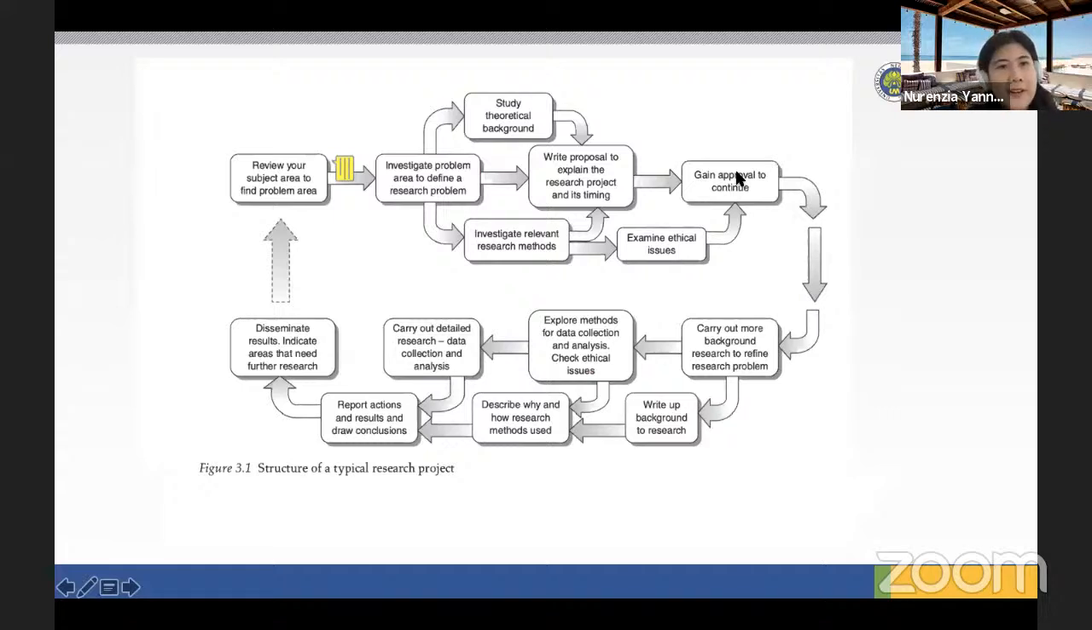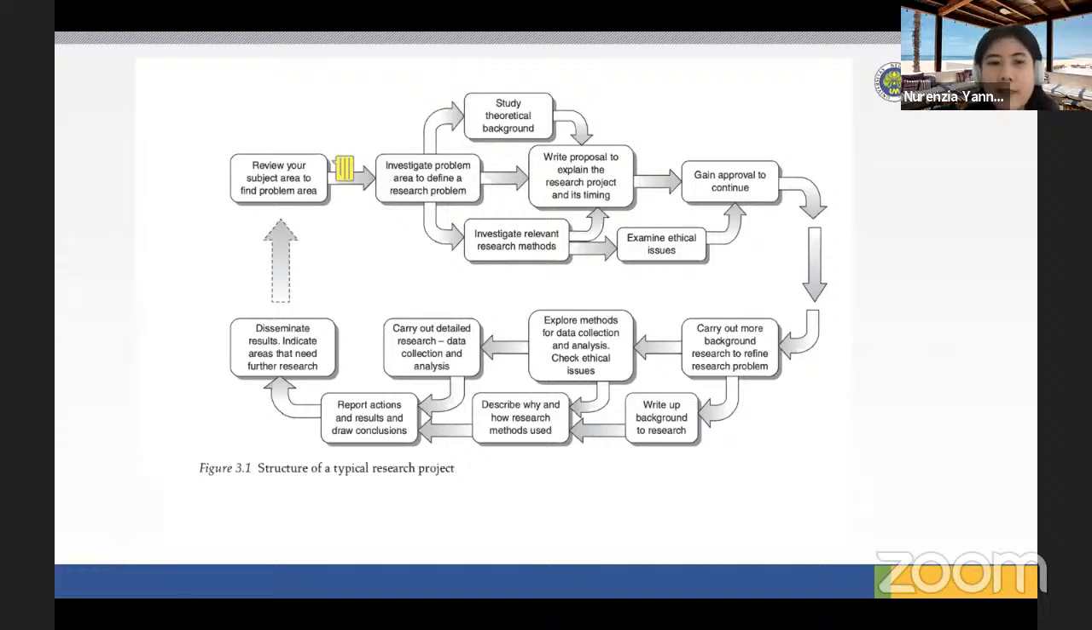This is a more complicated structure of a research project, but you can also notice that the elements are somehow similar. Okay, so it's an investigation of a problem, and then exploring the methods, and methods is very important, and then writing the report.